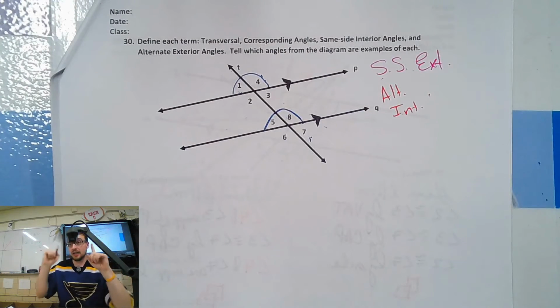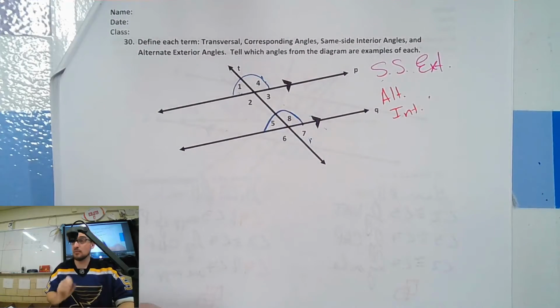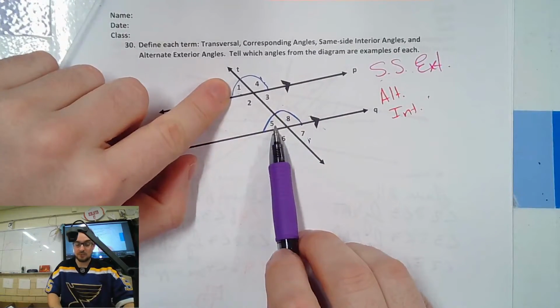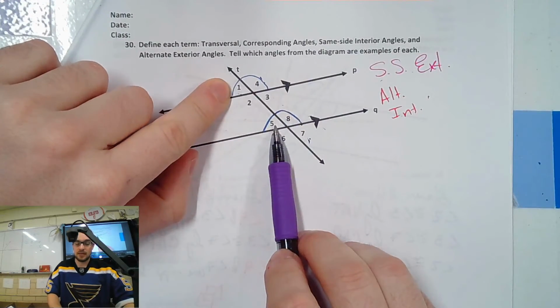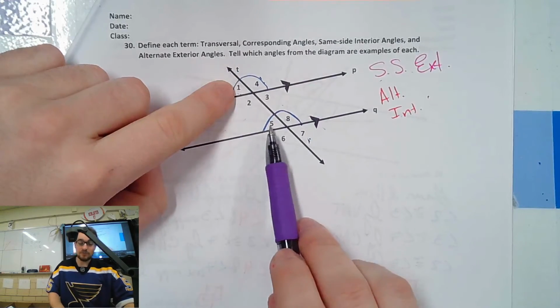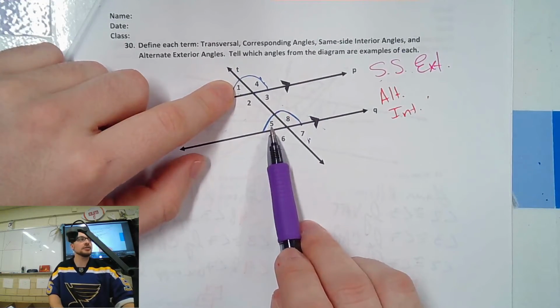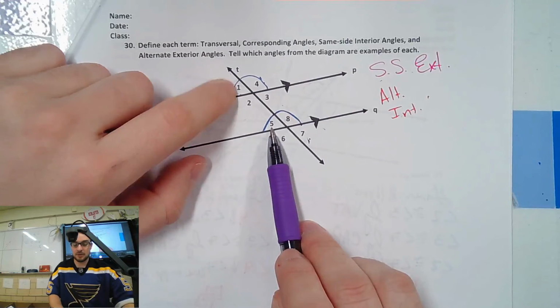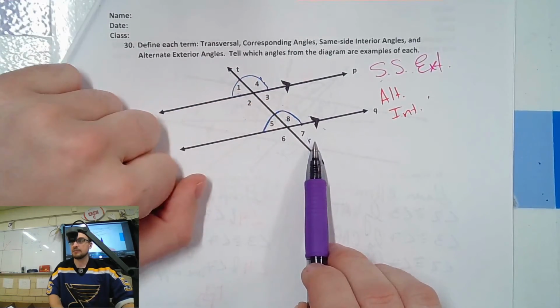Corresponding angles is when two angles have the same relative position, like 1 and 5. They're both in the top left corner of their intersections. If the lines are parallel, then 1 and 5 will be congruent, right? Corresponding angles postulate. We'll say they're congruent. Same thing with 4 and 8, 2 and 6, 3 and 7.